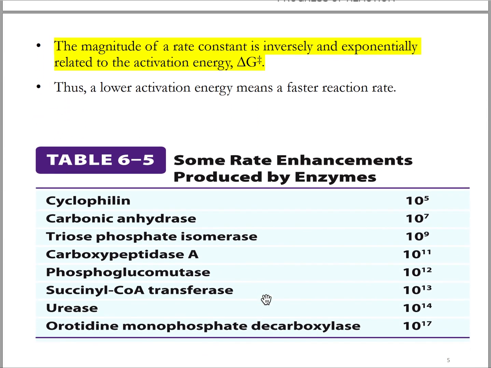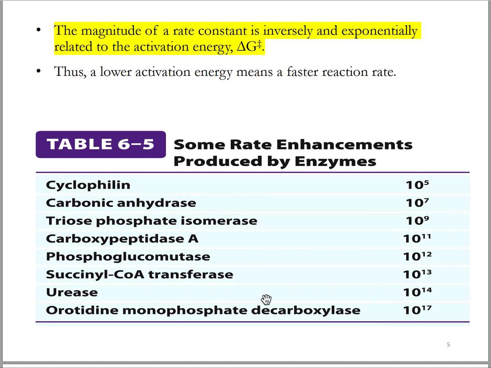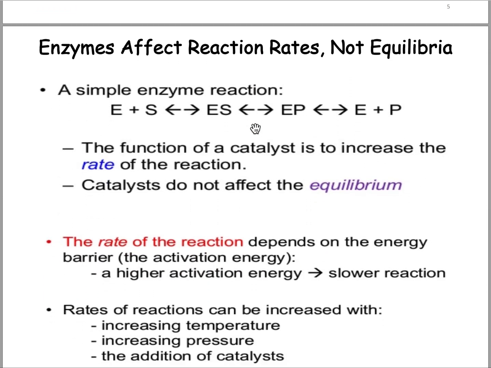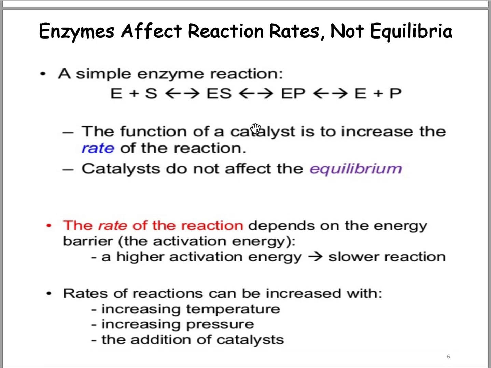And the magnitude of a rate constant is inversely and exponentially related to activation energy. Thus, a lower activation energy means a faster reaction rate. So here this table indicates some rate enhancement produced by enzymes. So enzymes affect reaction rates, not the equilibria.